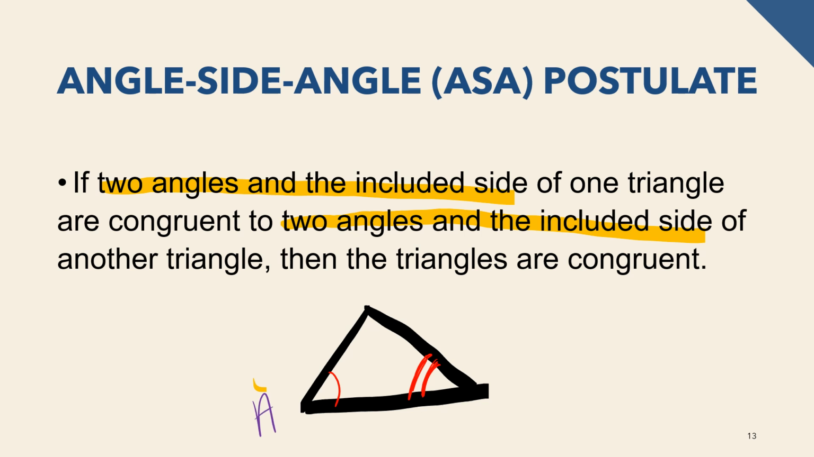All right, so let's mark this A, B, and C. All right, so tell me, which side do you think is the included side? Is it AB? Is it BC? Or is it AC? It's AC, right? All right, so the included side is going to be the side that is between those two angles, so it's AC. All right, let's look at a visual representation of the angle side angle postulate.